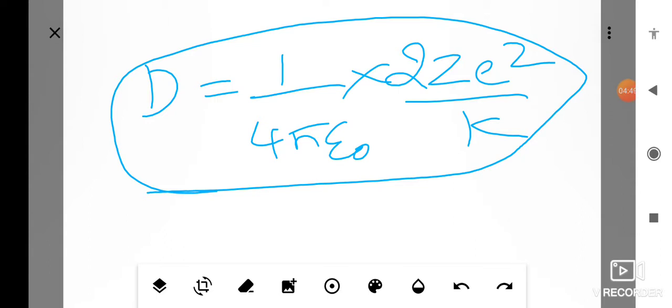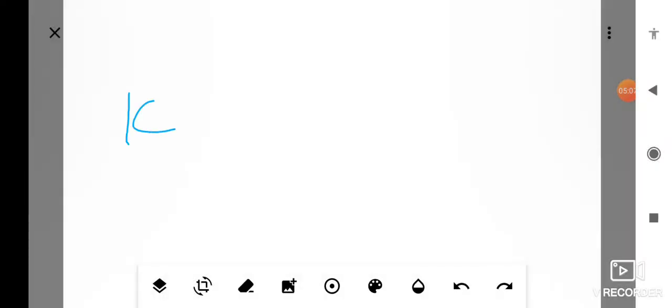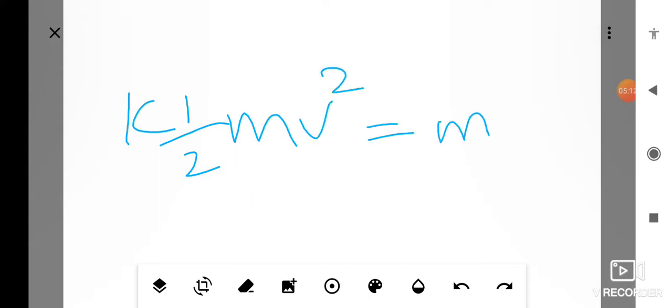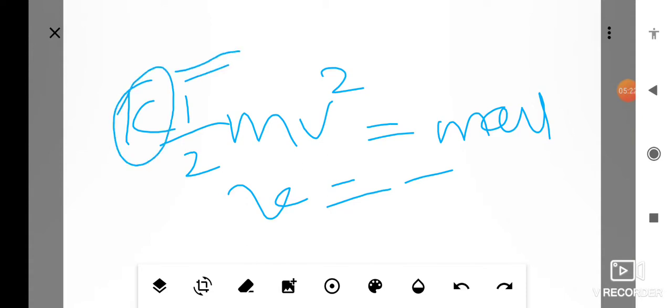Then what is K here? K is the kinetic energy, that is half m v square, where m is the mass of the alpha particle and v is the initial velocity. This d is called the distance of closest approach.